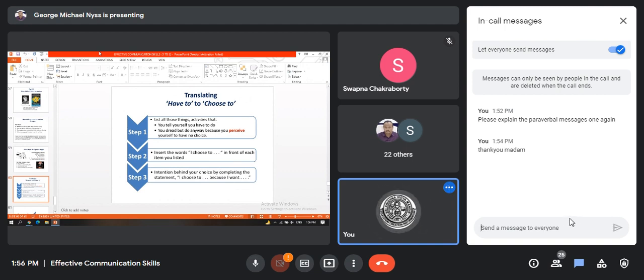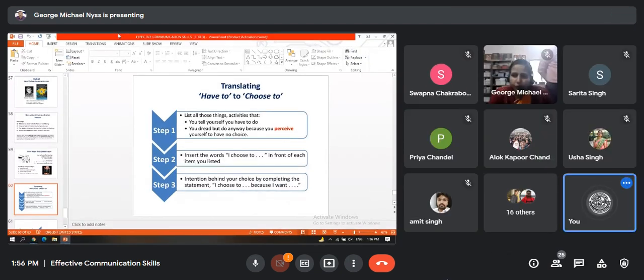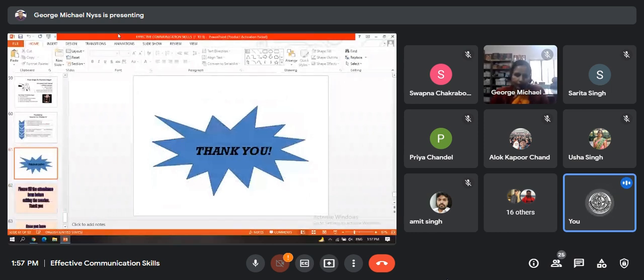At last, I've discussed three steps. In step one, list all those things, activities that you tell yourself you have to do, you dread but do anyway because you perceive yourself to have no choice. In the second step, insert the words "I choose to" in front of each item you listed. And in the next step, state the intention behind your choice by completing the statement "I choose to because I want." So these are the things that I had shared with you.